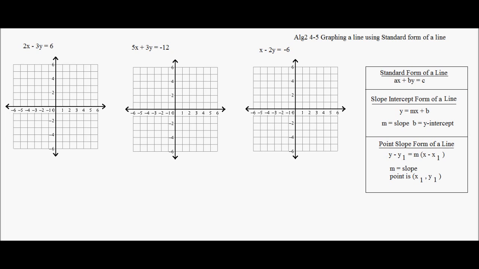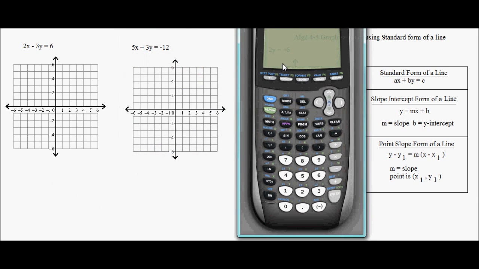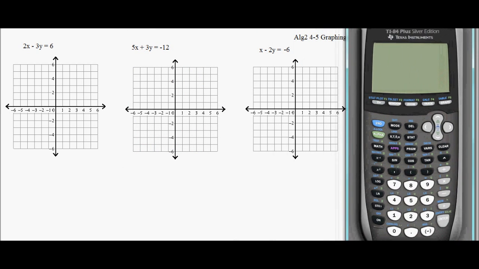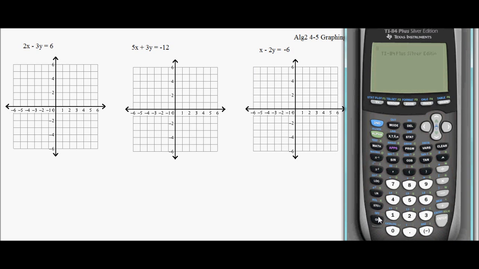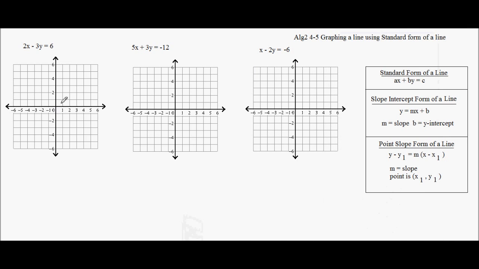So let's go ahead and graph these three. And I'm going to use a graphing calculator too, so we're going to do some graphing on the graphing calculator as well. So what I want to do is make this look like this: y equals mx plus b. So what I'm going to do is take 2x minus 3y equals 6.